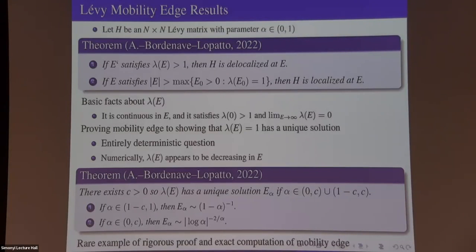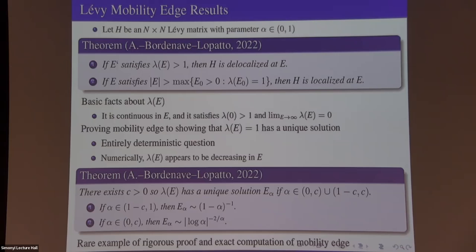So in principle, this lambda of E, so here's 1. I'm plotting now lambda against E. In principle, what could happen, say, is that, okay, so I know that this is 1. One can show, based on the definition, that lambda is continuous. It's bigger than 1 at 0, and it tends to 0 at infinity. So that means that there is some biggest point for which it's equal to 1. So if I look over here now, then the claim is that you're delocalized.